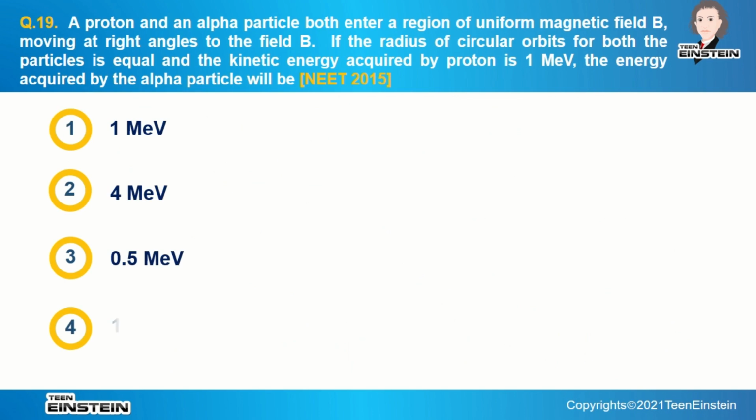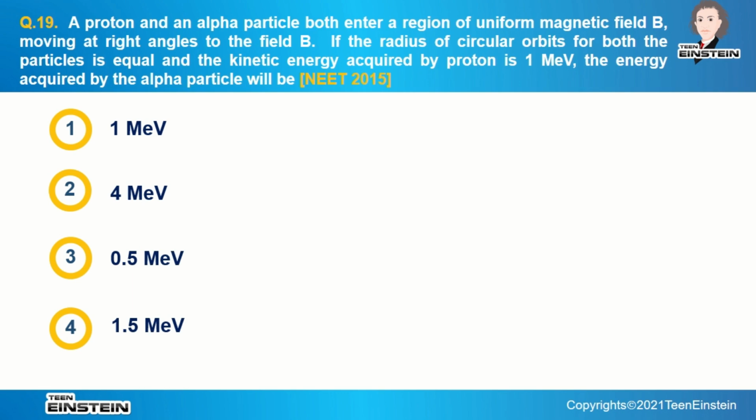A proton and an alpha particle both enter a region of uniform magnetic field B, moving at right angles to the field B. If the radius of circular orbits for both the particles is equal and the kinetic energy acquired by the proton is 1 mega electron volt, the energy acquired by the alpha particle is. So they want us to calculate the energy acquired by the alpha particle.